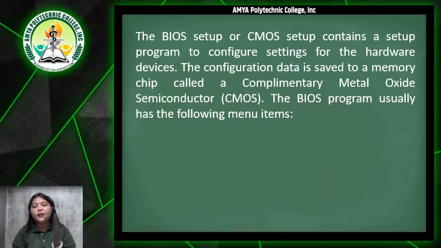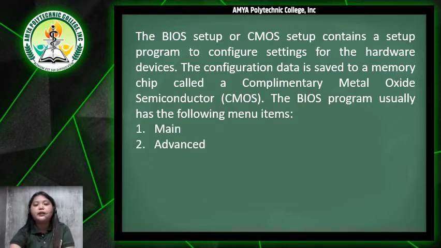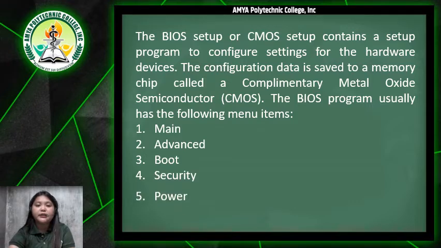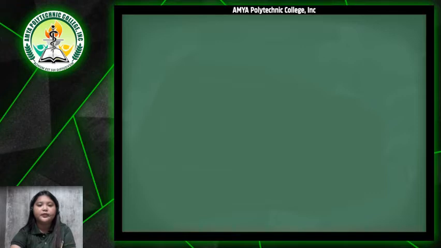The BIOS setup or CMOS setup contains a setup program to configure settings for the hardware devices. The configuration data is saved to a memory chip called a complementary metal oxide semiconductor, or the CMOS. The BIOS program usually has the following menu items. First we have the main, the advanced, the boot, security, and power. And then the last one is the exit.